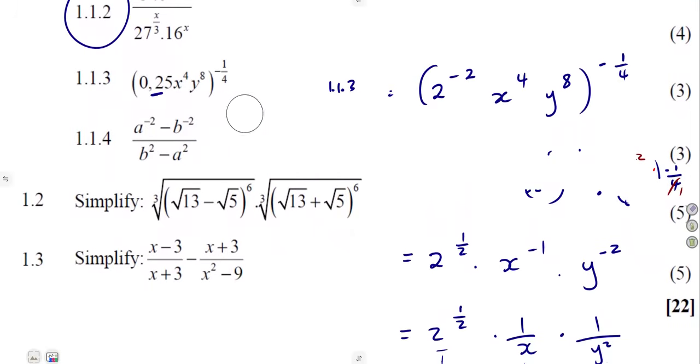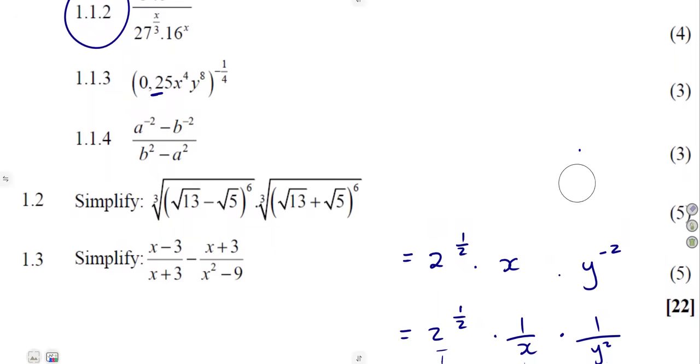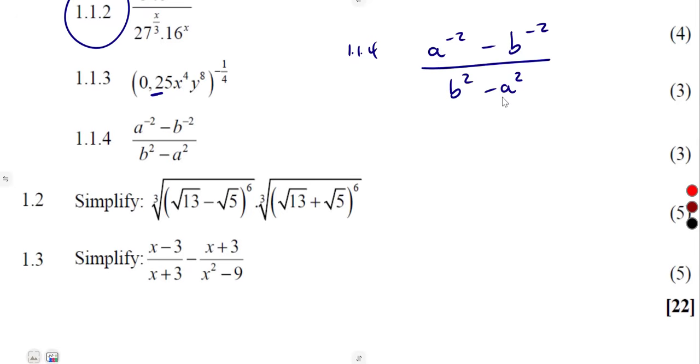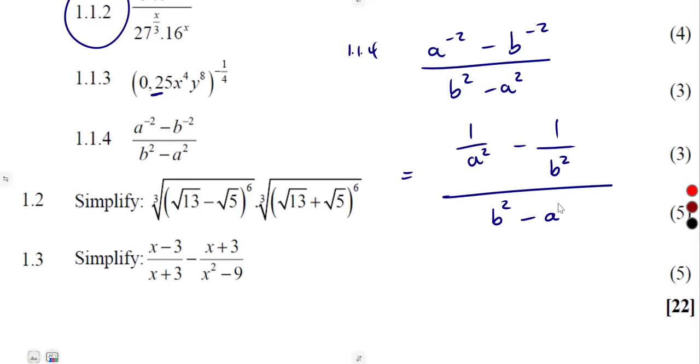Let us consider another part. 1.14, you had a to the exponent of minus 2, b to the exponent of minus 2, over b squared minus a squared. All right. Remember what I just explained about negative exponents, so you can get rid of those. 1 over a squared minus 1 over b squared, everything over b squared minus a squared.